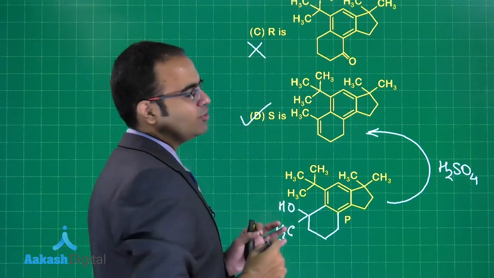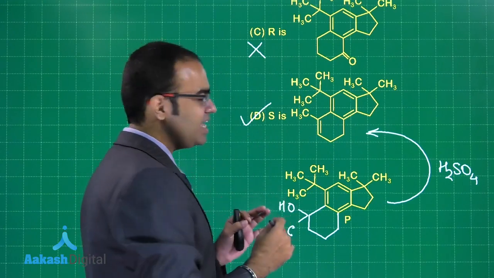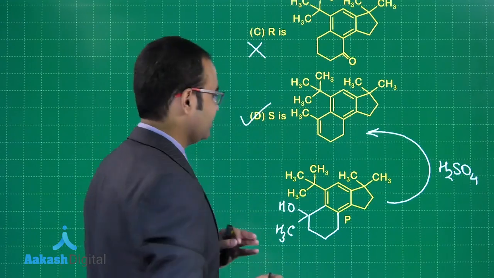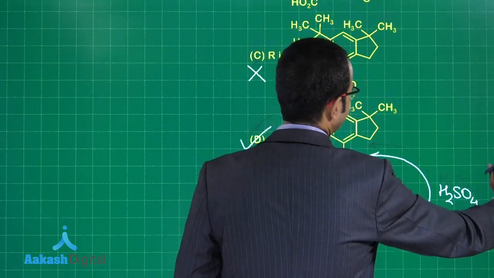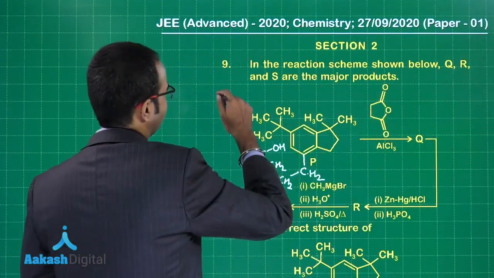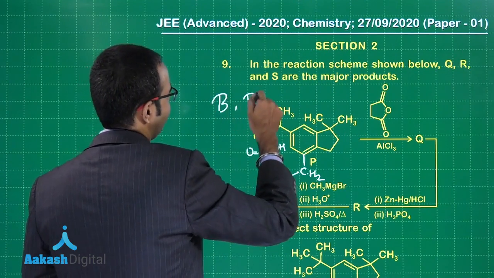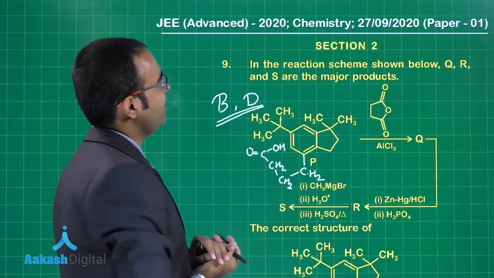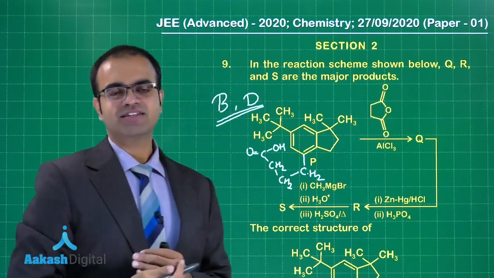So the correct answer to this MCQ is option B and option D, guys. Okay. Is that clear to all of you? Yes. So the correct answer to this is B and D, guys. Okay. Let us move on to the next question, guys.